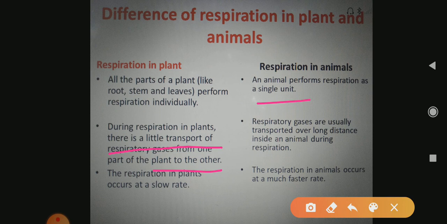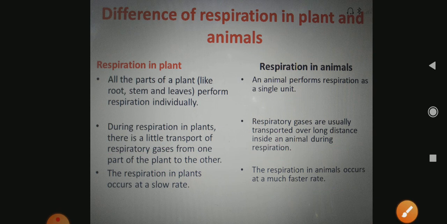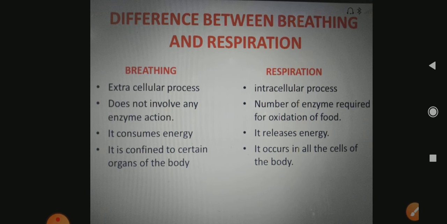Respiratory gases are usually transported over a long distance inside the animal during respiration. Next, respiration in the plant occurs at a slow rate, whereas respiration in the animal is at a faster rate. Is it clear to you? Then see the next one: more differences between breathing and respiration. What is the difference between breathing and respiration? Then see the four points for it.